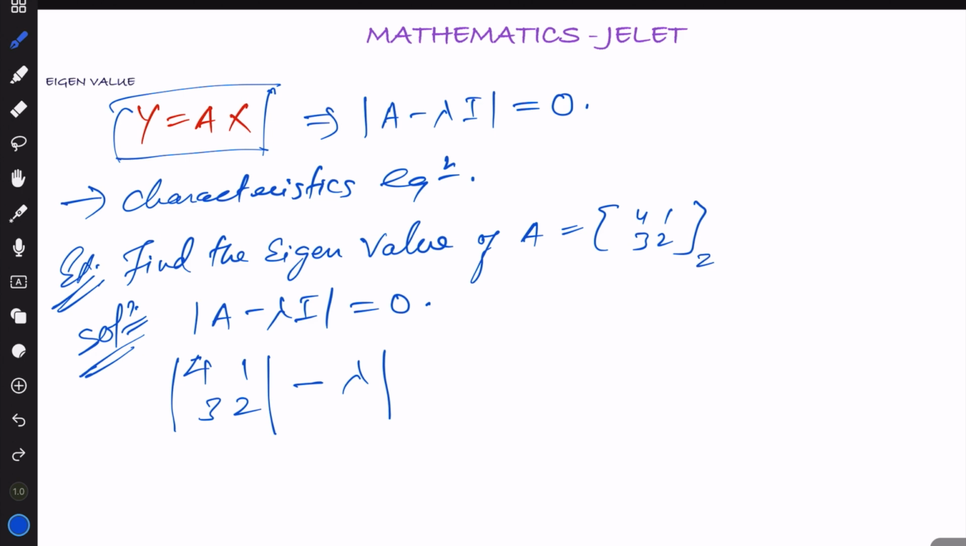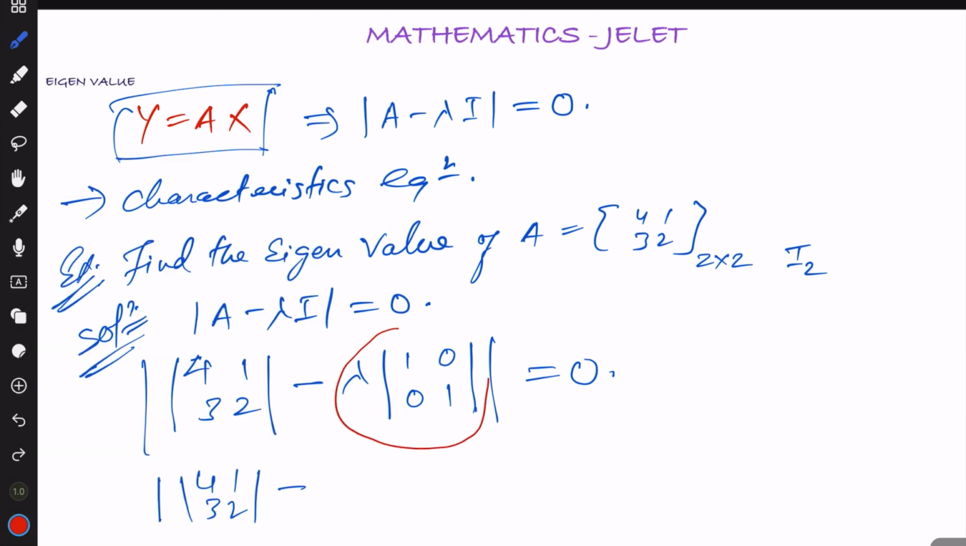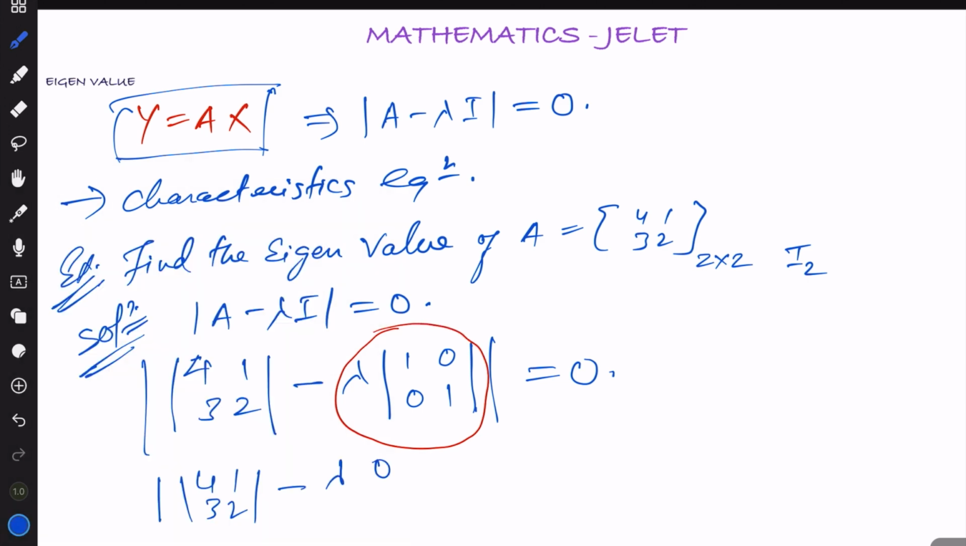Here in the question we have a 2 cross 2 matrix. So if a 2 cross 2 matrix is provided, we need to introduce I2, which is 1, 0 and 0, 1. Then the whole determinant equals 0. Again 4, 1, 3 and 2. Since this is a scalar multiplication, our answer will be lambda, 0, 0 and lambda. Simply we multiply this scalar with the matrix.